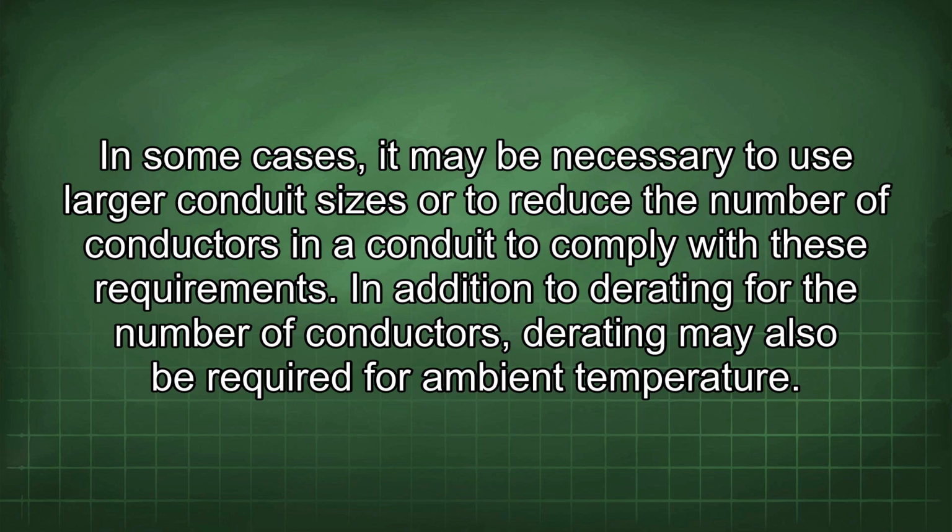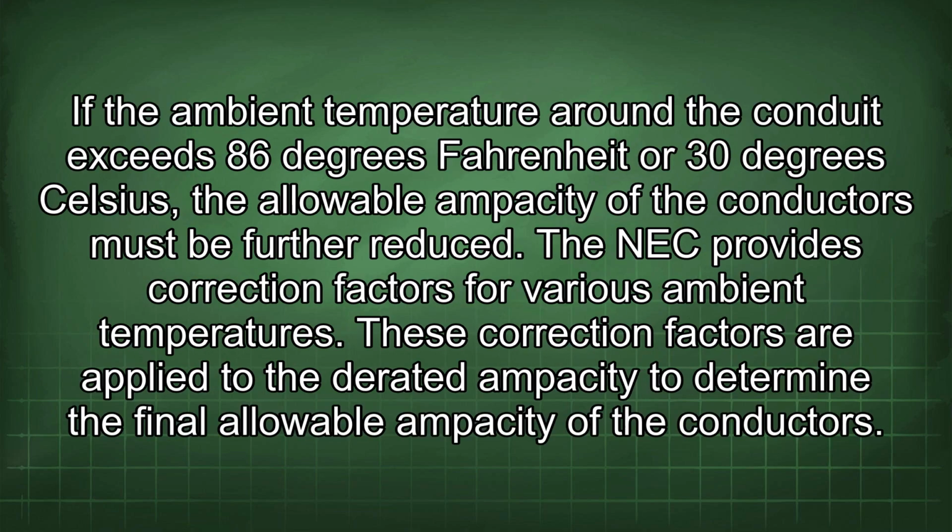In addition to derating for the number of conductors, derating may also be required for ambient temperature. If the ambient temperature around the conduit exceeds 86 degrees Fahrenheit or 30 degrees Celsius, the allowable ampacity of the conductors must be further reduced. The NEC provides correction factors for various ambient temperatures. These correction factors are applied to the derated ampacity to determine the final allowable ampacity of the conductors.